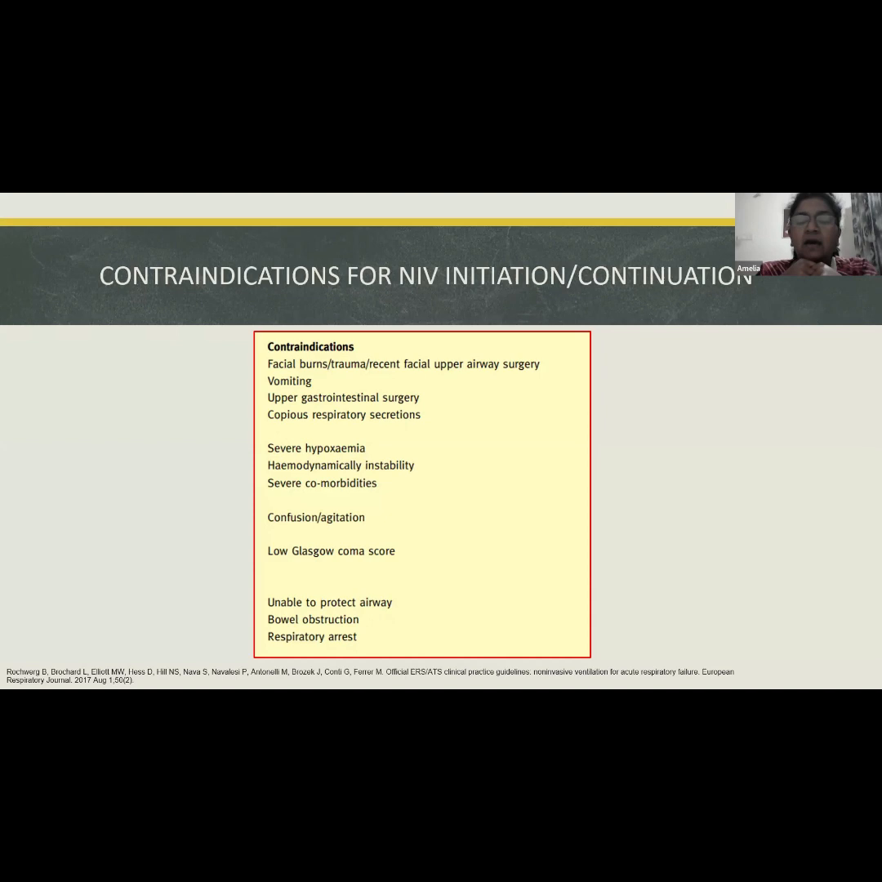When a person comes in with severe hypoxemia, a trial of NIV is contraindicated. You will have to look into the causes and decide if this patient is one for mechanical ventilation. And if there is a lot of hemodynamic instability, you have to first settle those and decide what you need to do. Severe comorbidities, confusion, agitation, a low GCS, and inability to protect the airway are also problems.